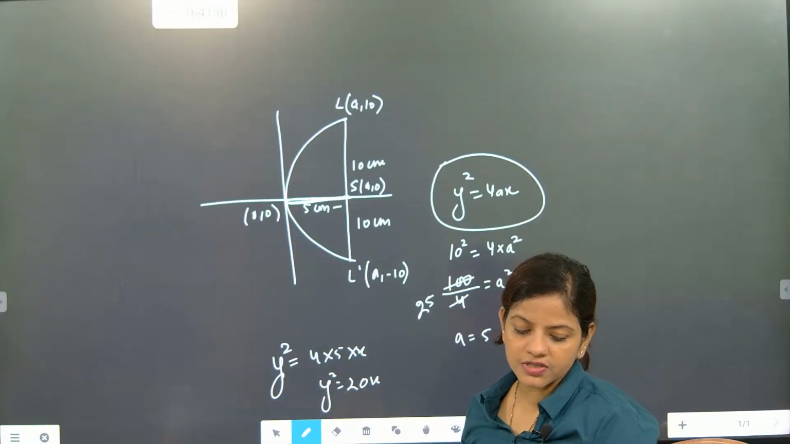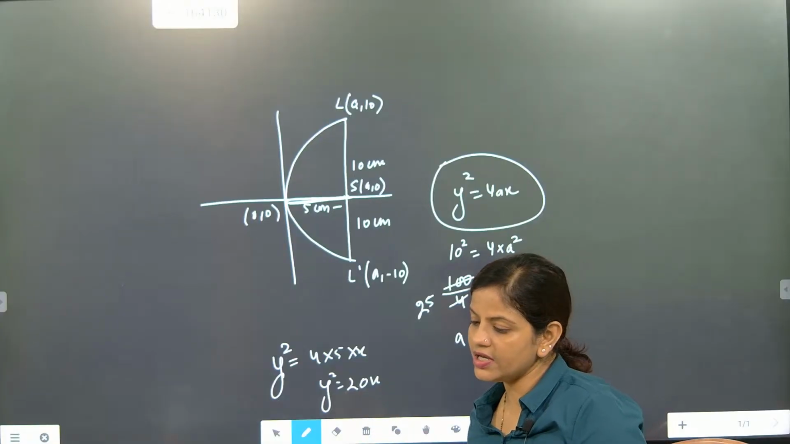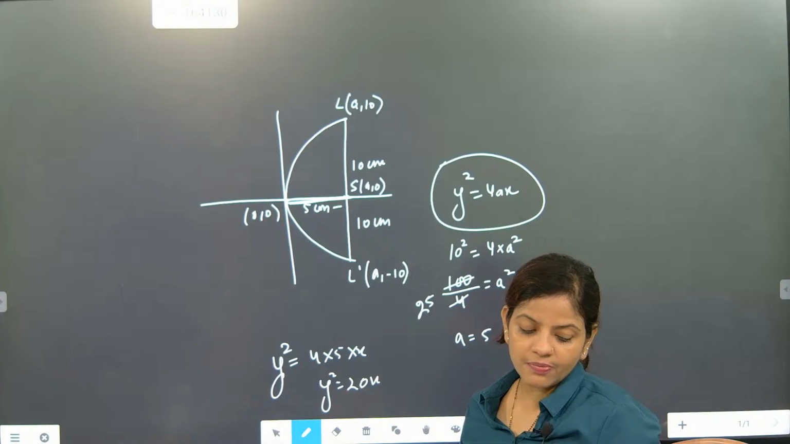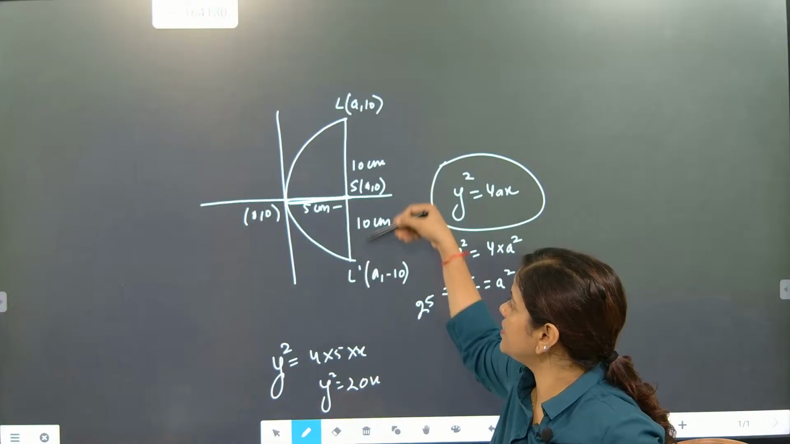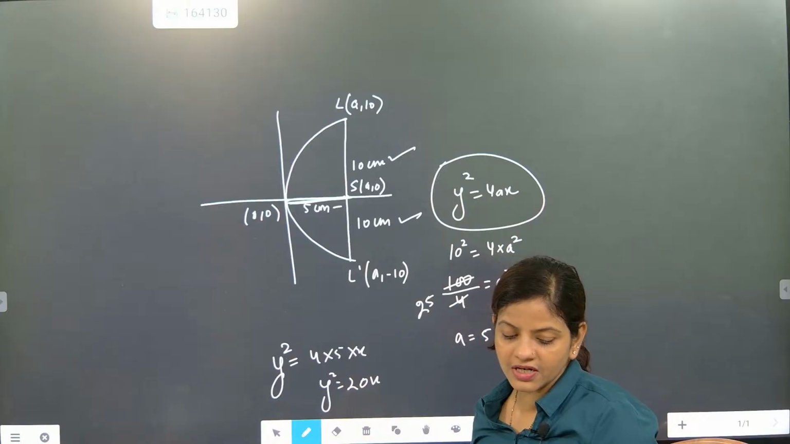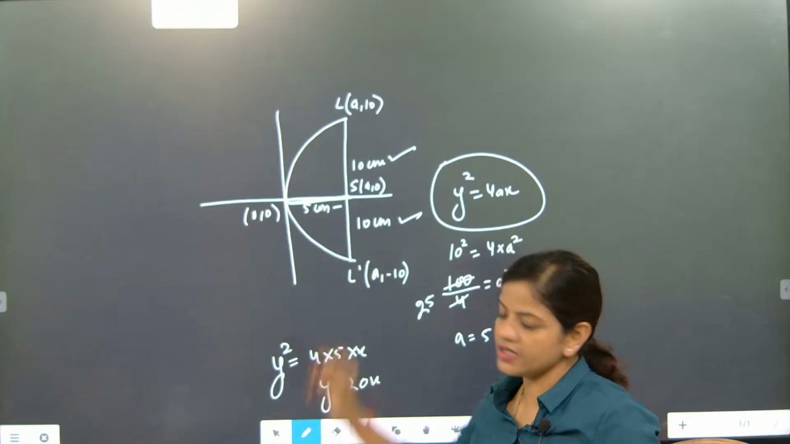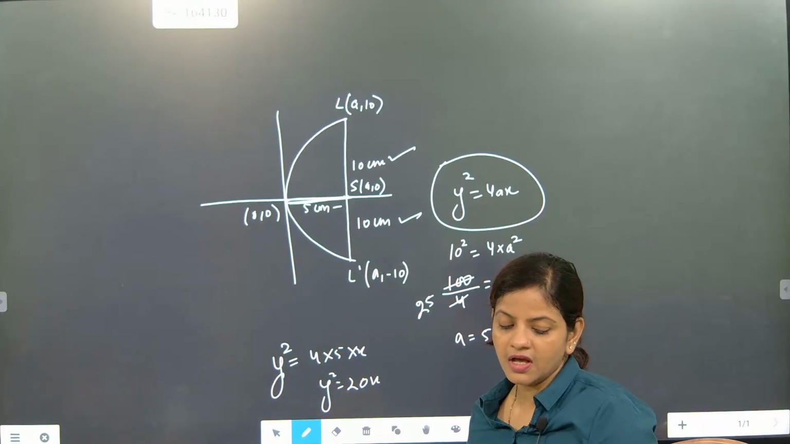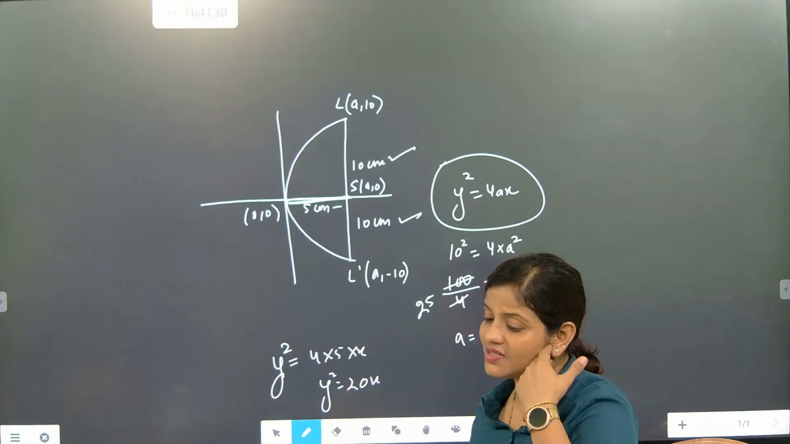So this was the question: they are telling that there is a parabolic reflector whose diameter is 20 centimeter. This is 20, this is 10 centimeter and this is 10 centimeter. After that they are telling the depth is 5 centimeter. Find its focus. So we are not using that 5 centimeter.